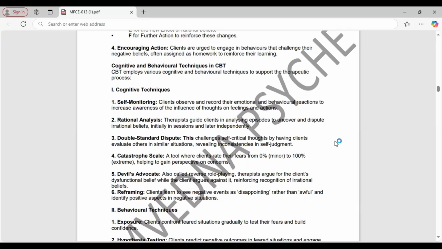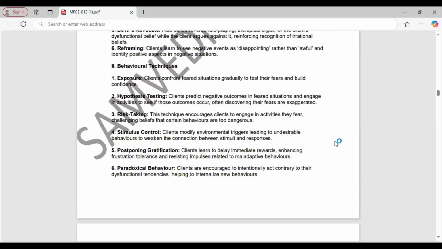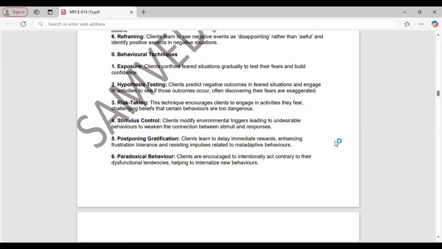Behavioral techniques in CBT include exposure, where clients confront feared situations intentionally, increasing tolerance for discomfort and enhancing coping skills. Hypothesis testing, clients write down anticipated negative consequences and engage in activities to challenge these fears, validating or disproving irrational beliefs. Risk taking, clients are encouraged to engage in perceived dangerous behaviors, learning that outcomes are often less severe than expected. Stimulus control, this technique breaks associations between specific stimuli and maladaptive responses.